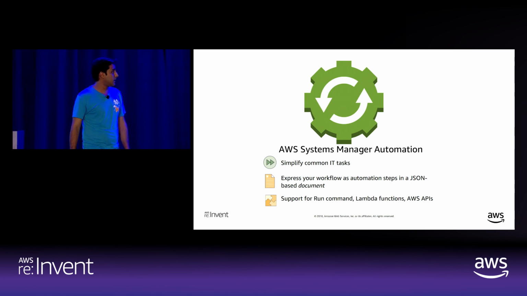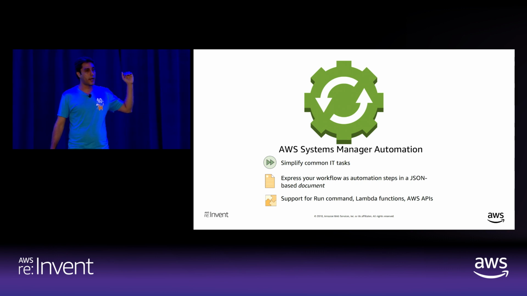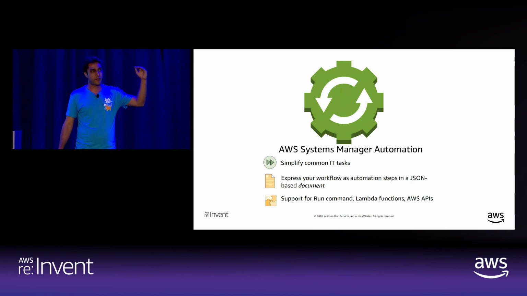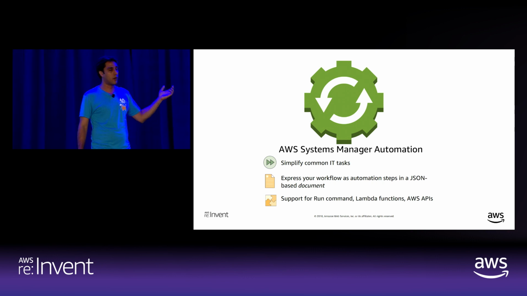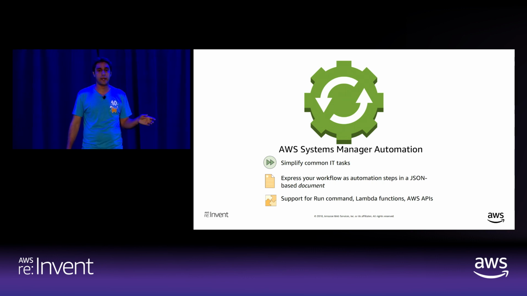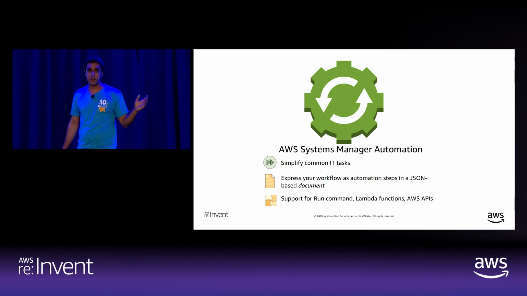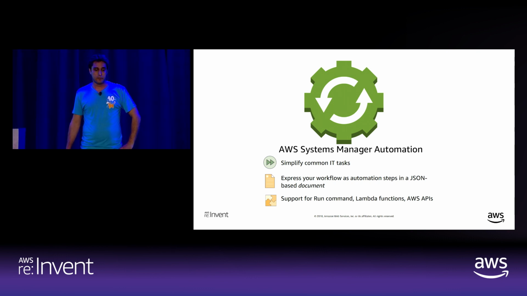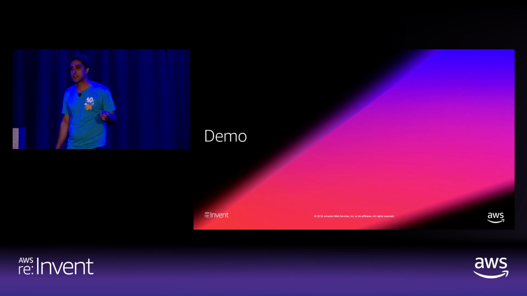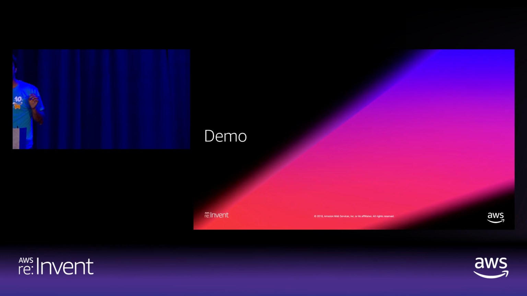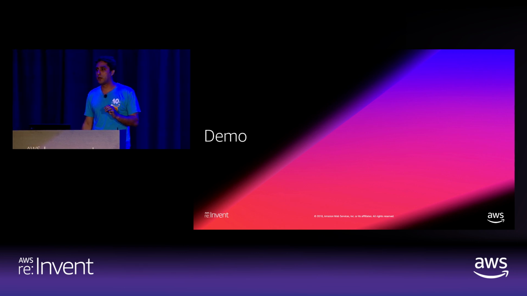Now, with SM Automation, it's similar to CloudFormation. You can create and express your workflow in a JSON-based format file, and then have different steps and order of the tasks that you want to be executed, and have Automation go ahead and take care of it. It supports Run Command, Lambda functions, and also AWS APIs. Now, what I want to do here is get to a demo section and show you how we can build an up-to-date AMI from an older AMI. So let's do that.